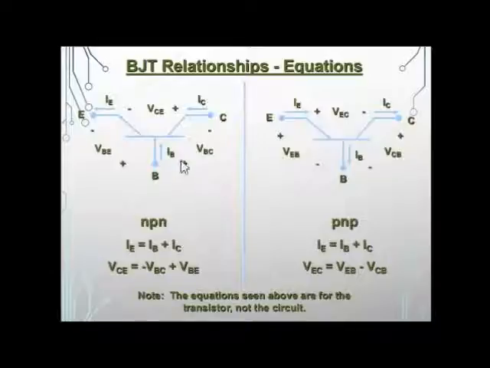Now applying Kirchhoff's voltage law, you can find VCE, the voltage across the collector and emitter, is equal to minus VBE plus VCE, and in the PNP case VEC is equal to VEB minus VCB. You need to remember that these equations are only for the transistor and not for the whole circuit. When these are connected in a circuit you have to consider everything. When this schematic diagram is given to you, only then are these conditions valid.